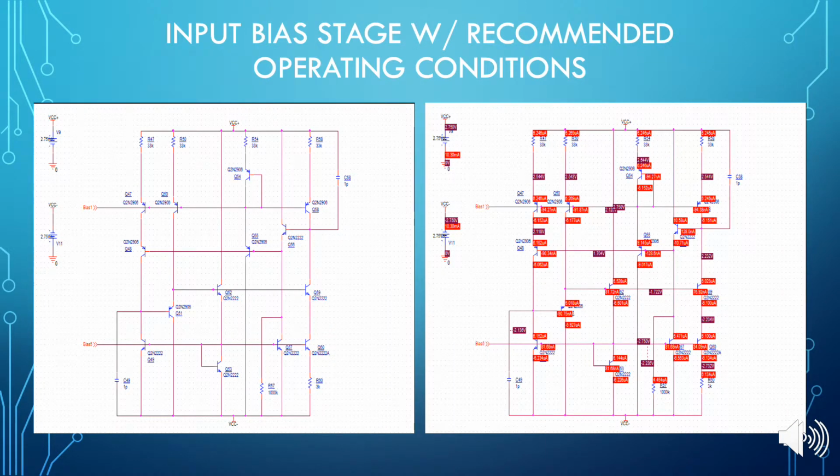So for this slide, I have my input bias stage with the recommended operating condition of 2.7 volts for VCC plus and VCC minus. And on the right hand side, you can see the currents and the voltage that are going through each transistor and each node. And you can see that for the majority of the transistors, 6 microamps are going through, and that helped with verifying that my bias stage was working correctly based on the transistor collector currents that were listed in the book.